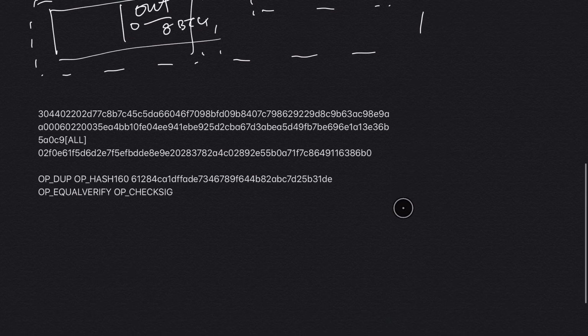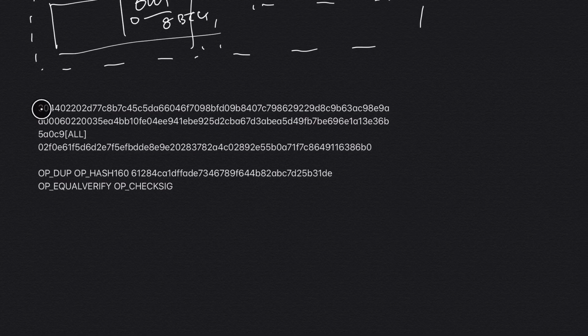So this is the input and this is the output, which the input references to. So let's see how the script language works in order to redeem the coin and prove that you own the coin and you can spend the coin.